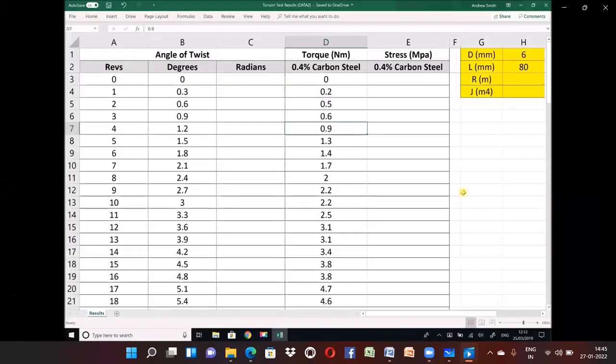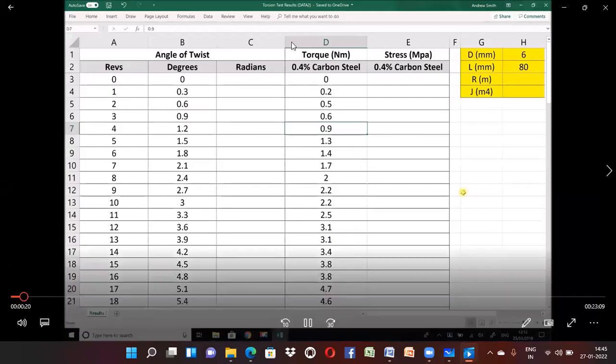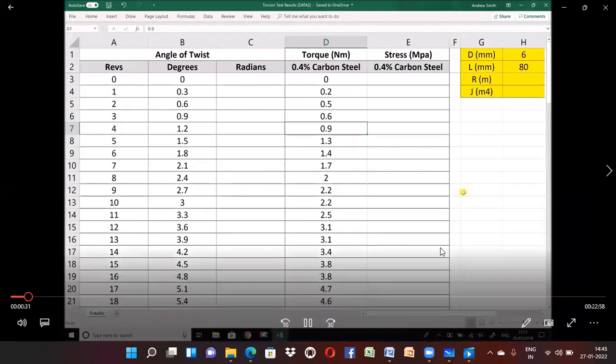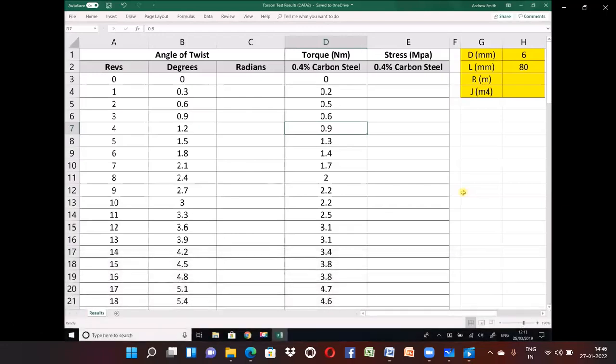In this video, we're going to look at how we can take our data from our torsion test in order to determine the modulus of rigidity of our material. This might be useful if you had some test data and wanted to determine what the likely material was that was used in the test. If we can determine the modulus of rigidity, which is a property of a given material, we can then go some way to determining what the material was.